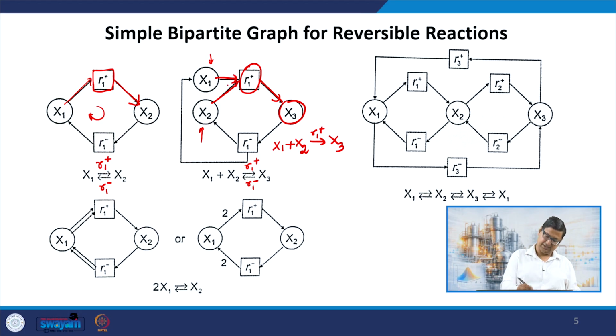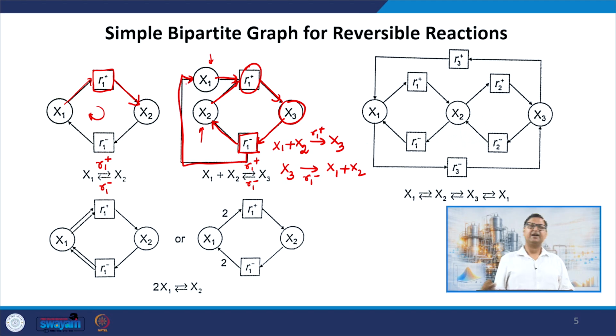This is this part of the graph, and the reverse is X3 breaking into X1 plus X2. So you see X3 comes to the reaction node R1 minus and now breaks apart into two products X2 and X1, right? And the advantage you see here is now basically after the reaction I can branch out to multiple products, and the reaction basically can happen on the merger of two different reactants, right?